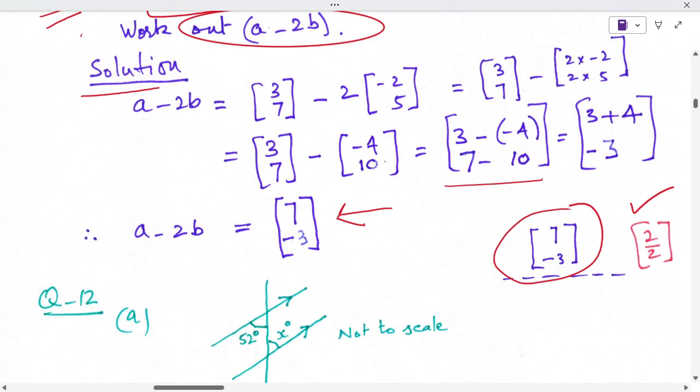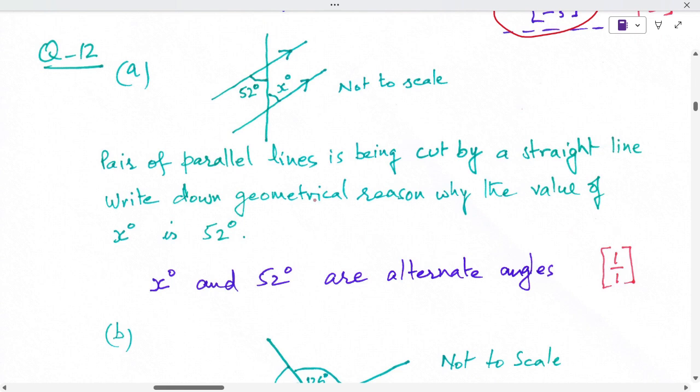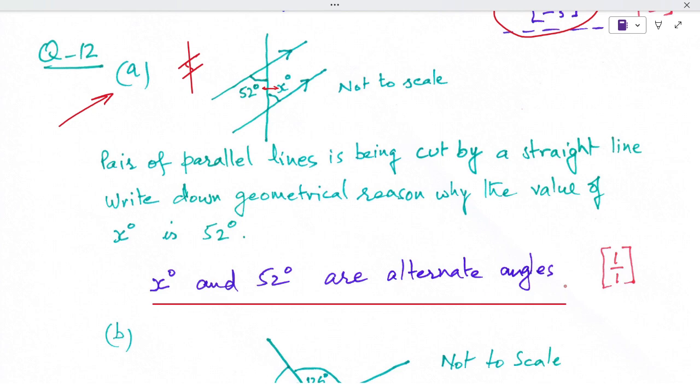Question 12 is of geometry, and there are two parallel lines which are being cut by a transversal line, and you know that there are adjacent angles, there are alternate angles, and here x and 52 degrees are alternate angles, and that means that x is going to be equal to 52 degrees. But the question has asked you why x is equal to 52. So you are going to write down they are alternate angles and get 1 mark.